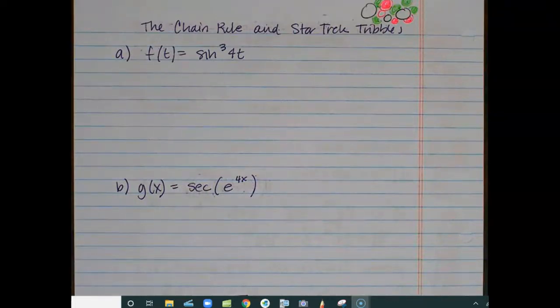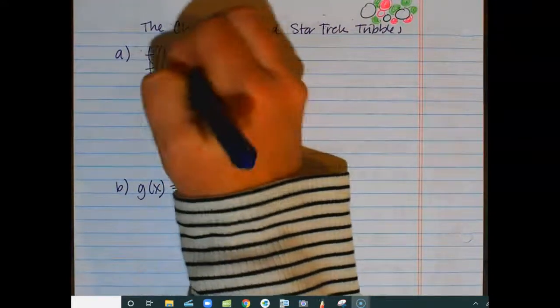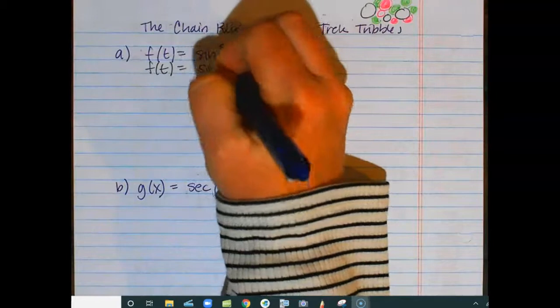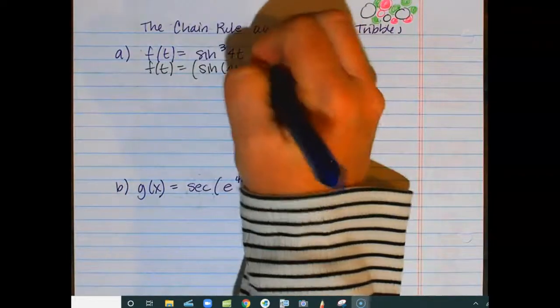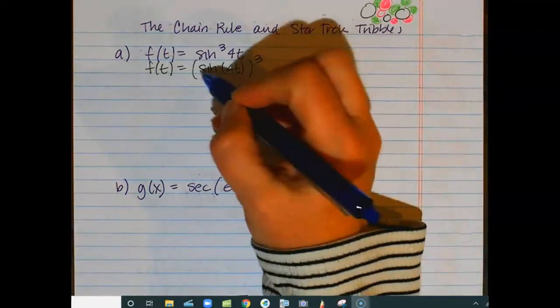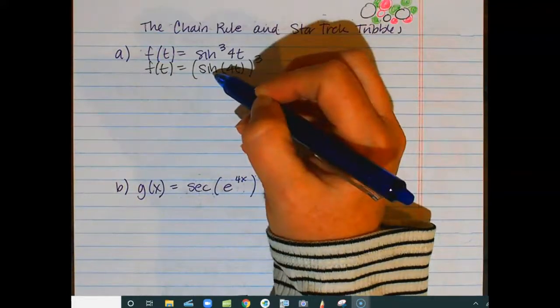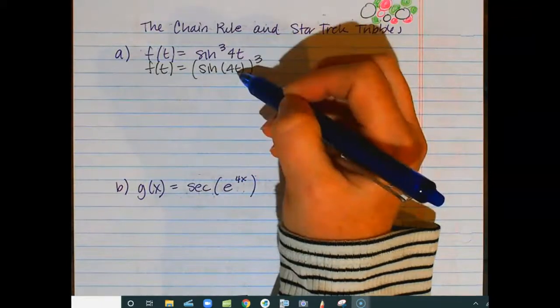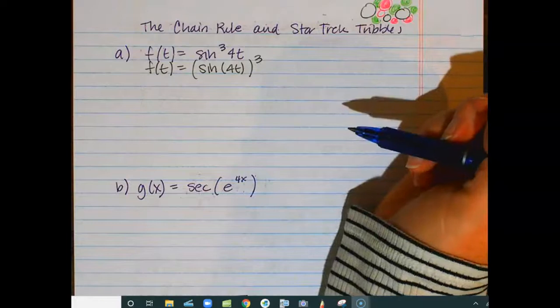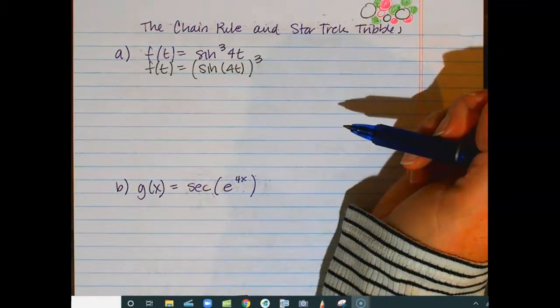F of t equals sine cubed of 4t. This has 3 layers to it. Let's write it as sine of 4t all cubed. So there's 3 things going on, 3 gears to this problem. The outside gear is the something cubed. The inside gear is sine, and its inside gear is 4t. So we have 3 layers to this. We're going to take the layer of each one and keep the baby, and then take the derivative of that baby, and then take the derivative of that baby.